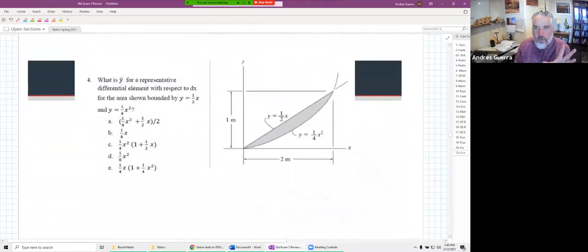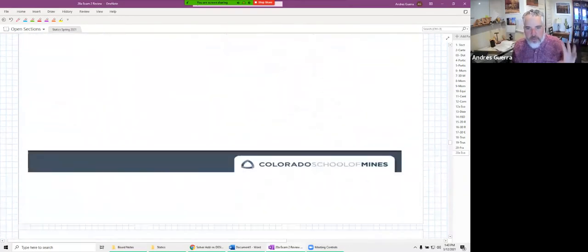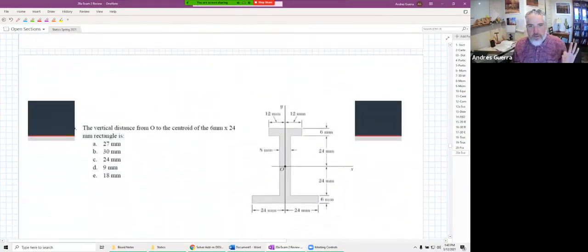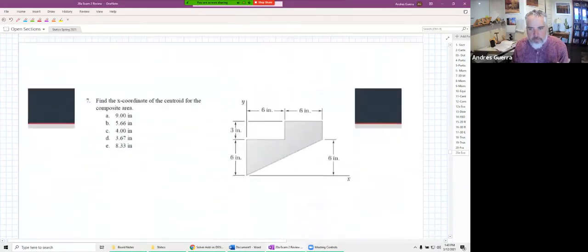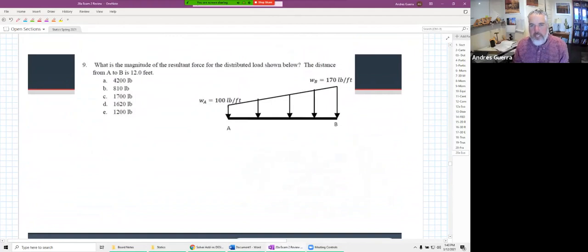Okay. What is Y tilde for representative? I feel like that's more of a mathematical type of question. I'm going to skip through some of these. Actually, maybe if we get some time at the end here, we can come back to those.